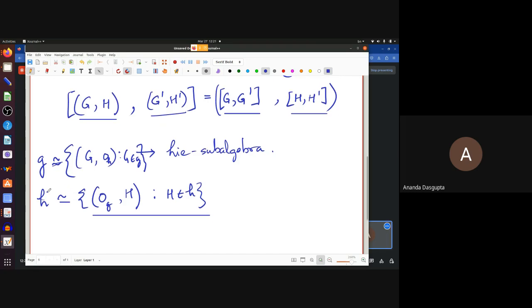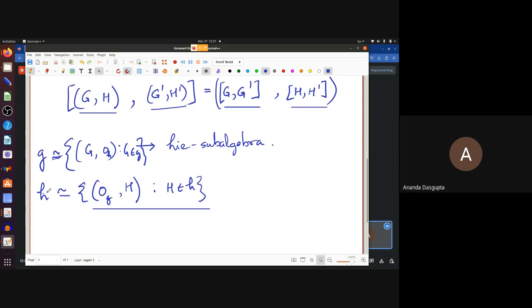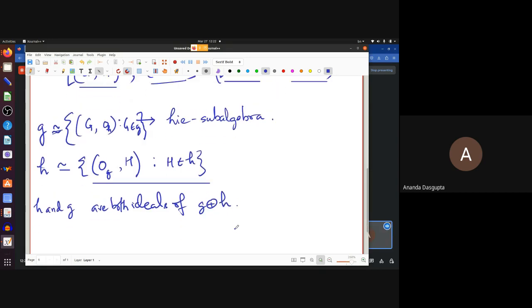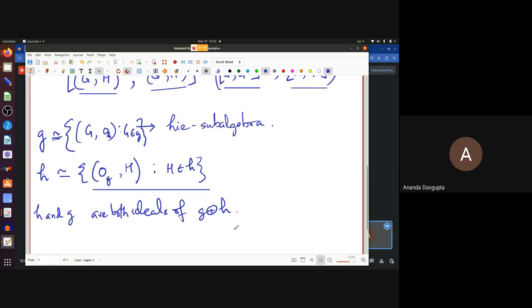And what's also very important is this. Small g and small h, both of them, are ideals of the direct sum of small g and small h. Right? Now, how do you check that? How do you check that they are ideals?